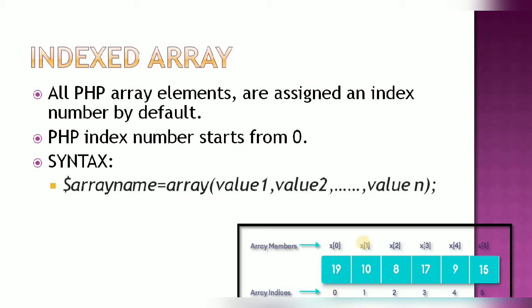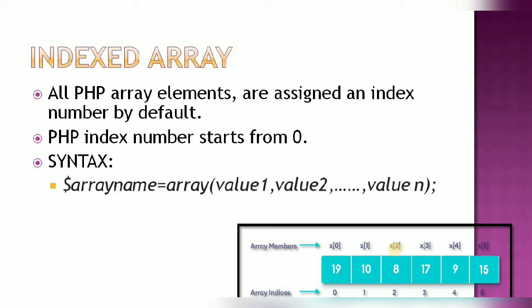If I want to refer to any particular element, I have to write the name of the array and the index number in square brackets. So if I want value 8, then I have to write x[2]. The square brackets are read as x of 2. Okay, so this is an array.